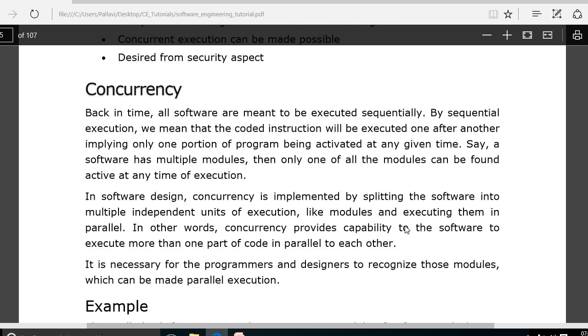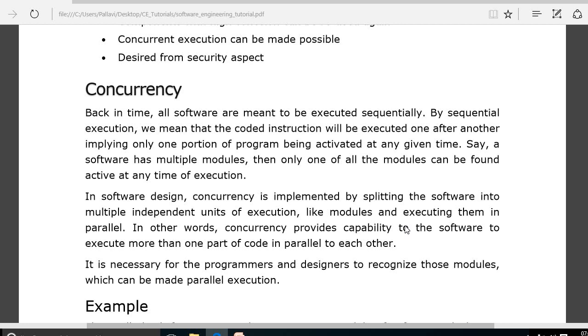Again, if we see the term concurrency. Back in time, all software was meant to be executed sequentially. By sequential execution, we mean that the coded instructions will execute one after another, implying only one portion of the program is activated at a given time. If software has multiple modules, then only one of all modules can be found active at the time of execution.